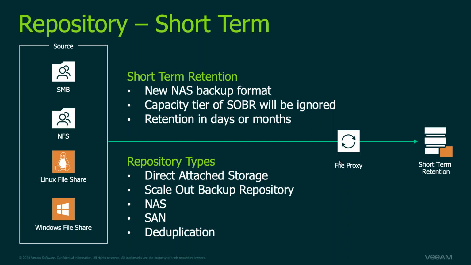So it's a new NAS backup format. We can use the cloud tier. That was a question earlier. So we can absolutely use the cloud tier for our short-term retention. What we will do is, if you've got the capacity tier or the cloud tier terminology used within that for your image-based backups being tiered off into the public cloud or into object storage, we will just ignore that object storage from a NAS point of view.